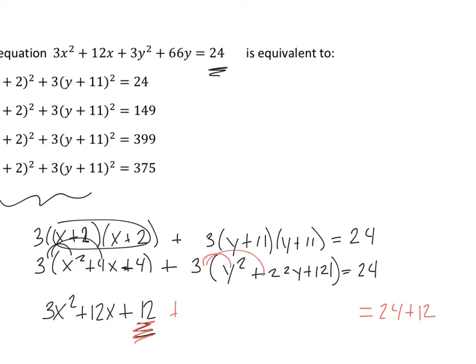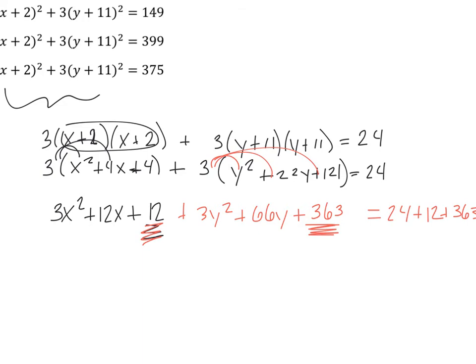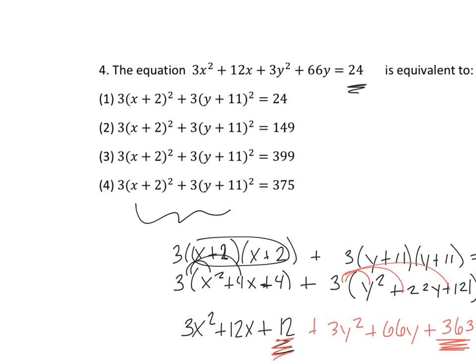If I distribute this in, I have 3y squared plus 66y plus 363. 3 times 121 is 363. That 363 is what is added on this side, so I'm going to add that to here. If you add up the right side, 24 plus 12 plus 363, you'll end up with 399, which is your final answer of choice 3.